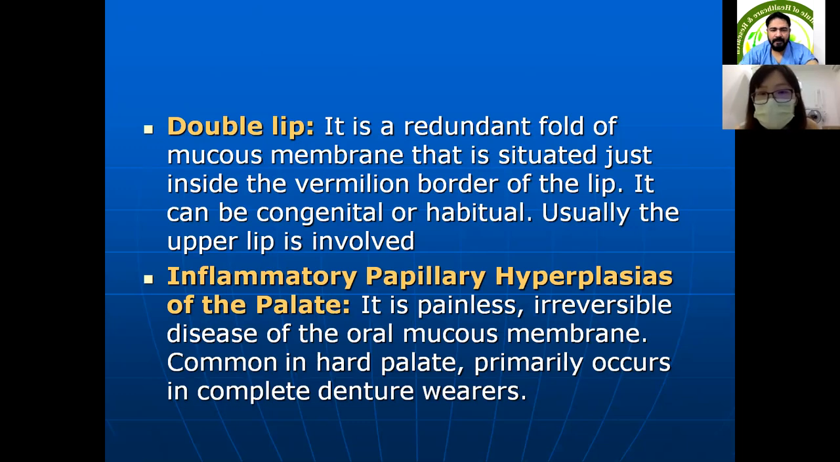Then inflammatory papillary hyperplasia of the palate. It is a painless, irreversible disease of oral mucous membrane, commonly in the hard palate. Primarily occurs in complete denture wearers.